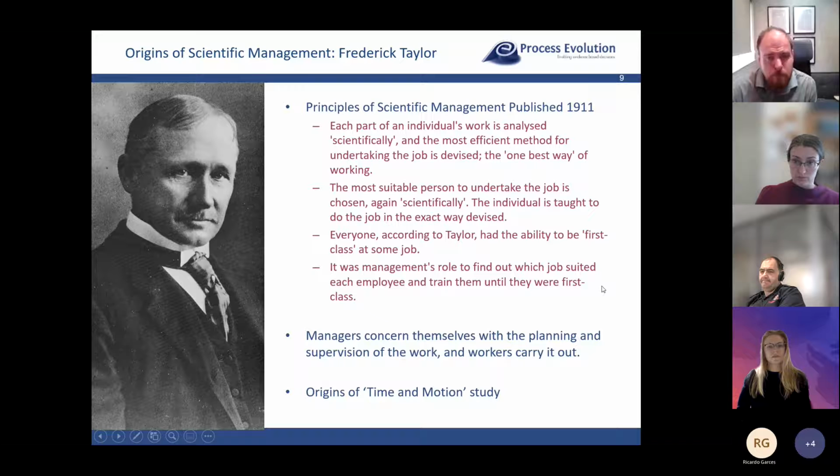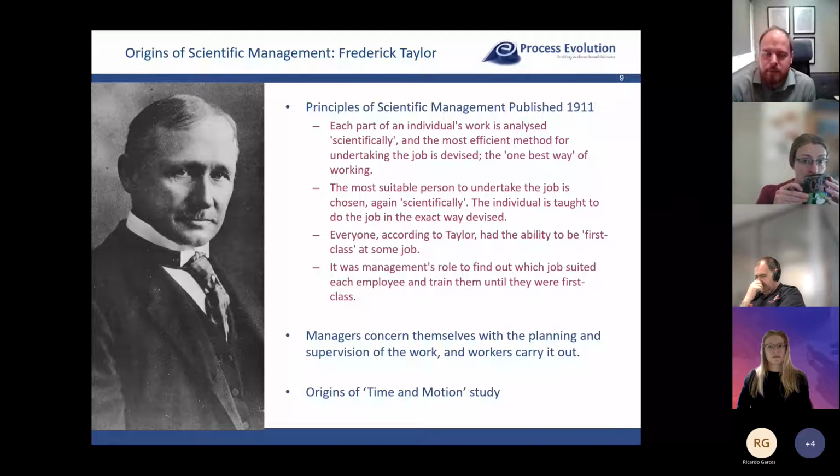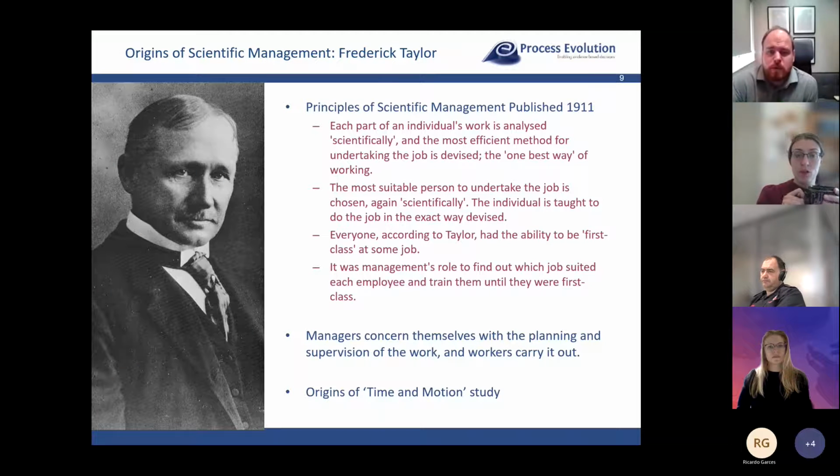So the origins of time and motion study stem back to scientific management, from Frederick Taylor back in 1911, so it's been around quite a while. The idea comes from manufacturing, but this concept of being able to take an individual's work and analyze it in what he calls a scientific method. He wanted to determine the most efficient method of undertaking a job. His concept was there's only one best way of doing something, so I'm going to work that out, and then I'm going to control my employees using an adherence to that process. So the most suitable person is doing the job scientifically.